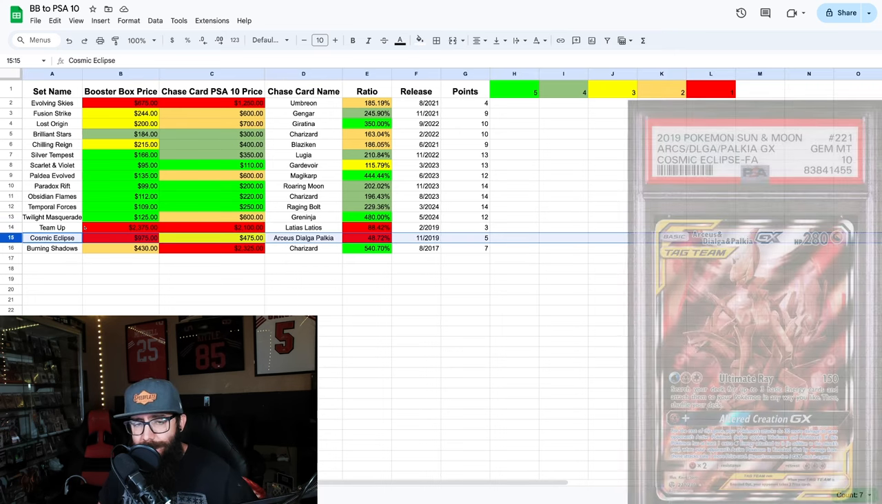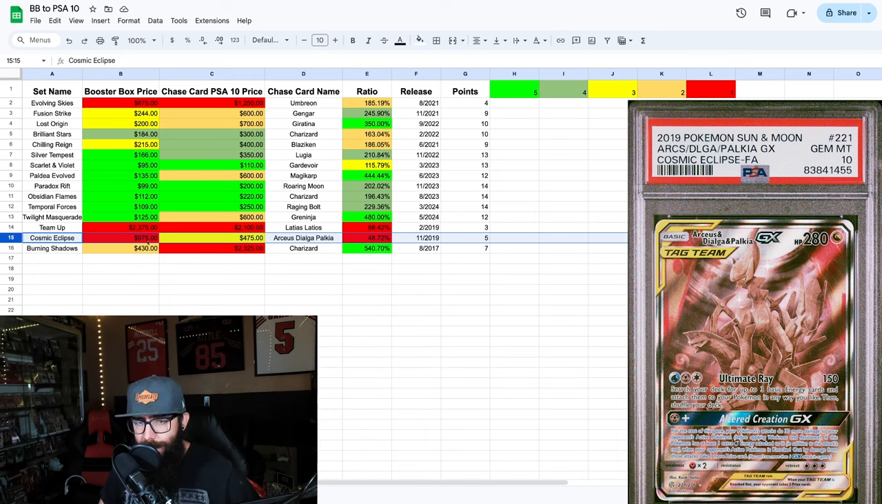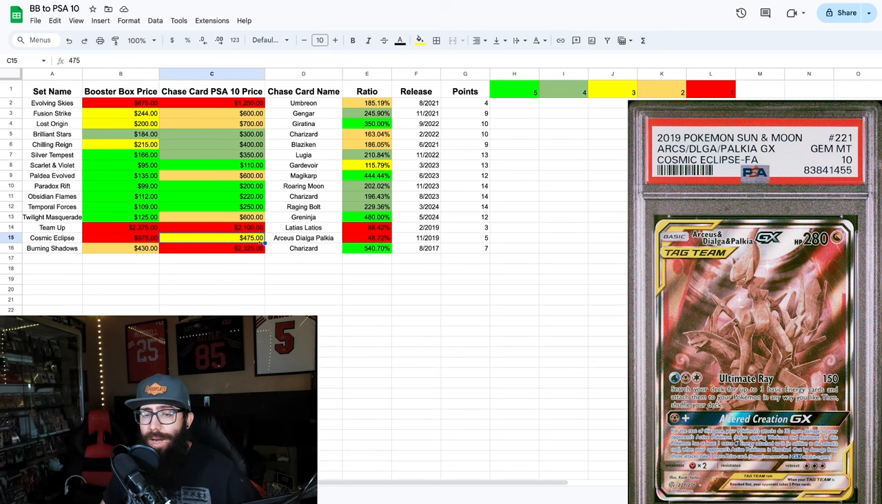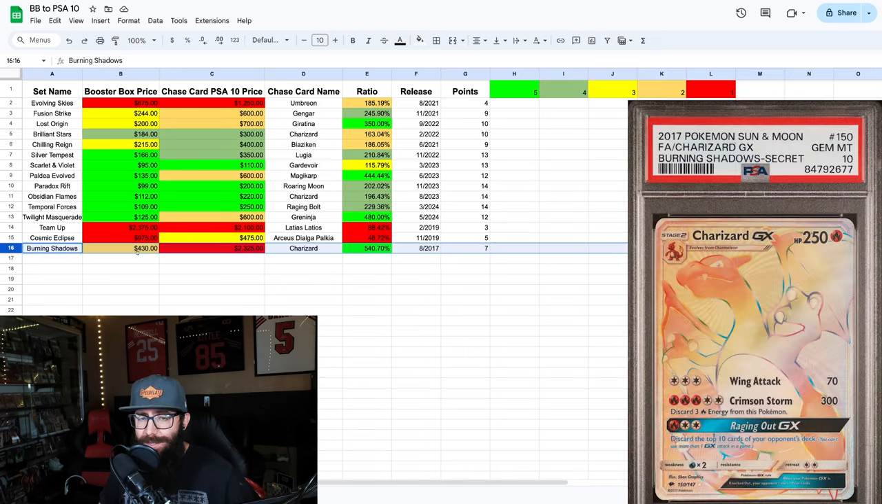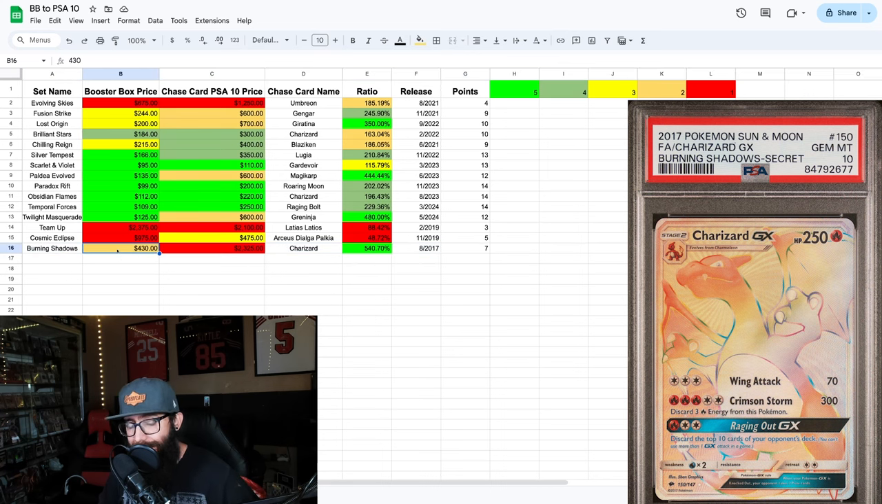But then right here we have something very interesting, in the same manner: Cosmic Eclipse at $9.75 a box, but $4.75 for a PSA 10. So this would indicate to me I would be avoiding boxes and buying the Arceus Dialga Palkia in a 10. But once again, these are sets that I'm staying away from. And then we have another crazy one, finishing off with Burning Shadows. The boxes are $4.30, but the chase card's really hard to grade in a 10. So this might be one of those sets where the 10 price isn't the best example, and we should be using the raw price. But this ratio is the highest on here at 5.4 times. So if you're looking at investing in Burning Shadows, I would be picking up sealed boxes personally. I think that is the way to go there.